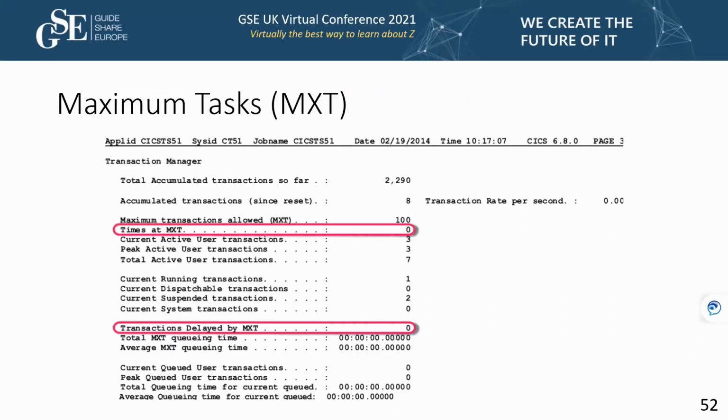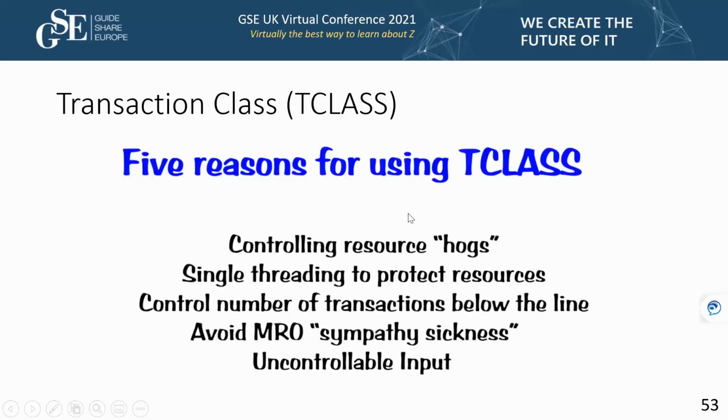So here's an example of what you can look at in terms of statistics. You can see how many times you hit max tasks, the current active tasks, the peak active tasks, and the total active user transactions, and then transactions delayed for max task 0. So in this environment, I don't really have to increase max task, and I have it set to 100, as you can see right there.